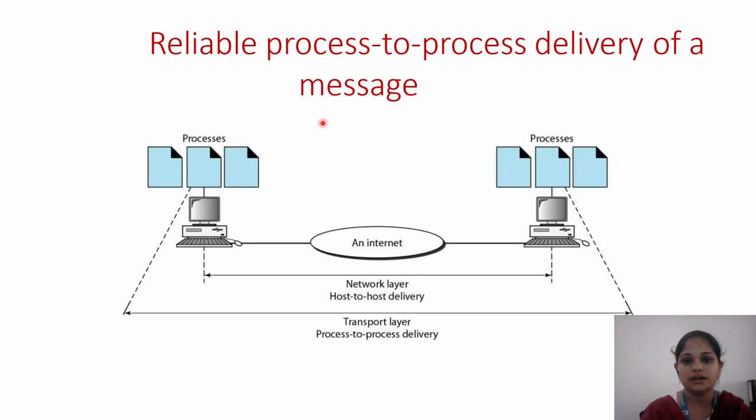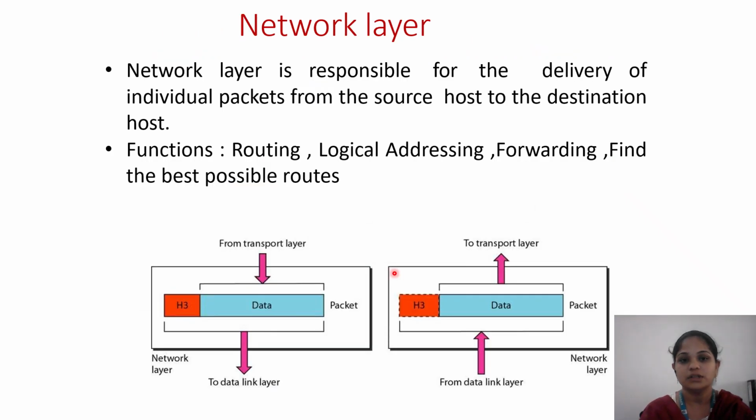The next one is the reliable process-to-process delivery of a message. Whereas this is the internet, so this one will be the network layer. It is a host-to-host delivery. So the transport layer is the process-to-process delivery, and in this transport layer, the entire process will be covered. The next layer is the network layer, which is responsible for the delivery of individual packets from the source host to the destination host. Its functions are routing, logical addressing, forwarding, and finding the best possible routes.